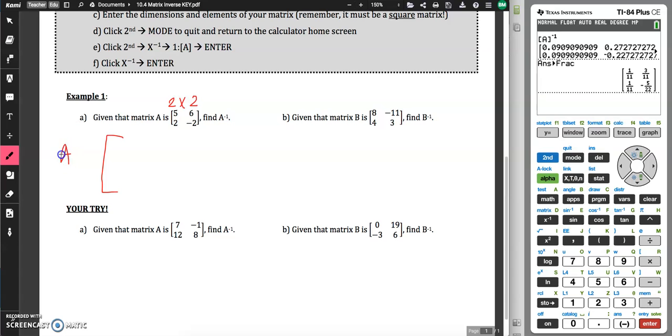So actually I'm going to write A inverse equals, and then I'll write my matrix, 1/11, 3/11, 1/11, and -5/22. And I'm done. So remember, to get the fractions, we clicked math, enter, enter. So if you want to add that to your notes as well, that might be helpful.